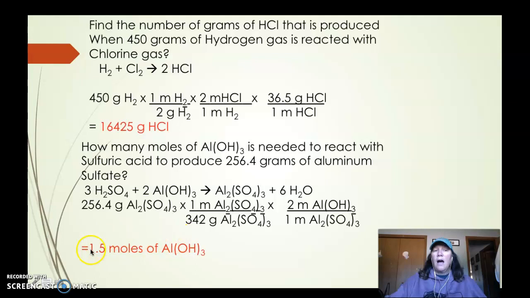Or that's how many moles of aluminum hydroxide I need to produce that much aluminum sulfate. Okay, so when you're doing stoichiometry, you can look at how much reactant you need to produce a certain product. You can look at how much product you produce from a certain amount of reactant. It looks at the relationships between reactants and products.